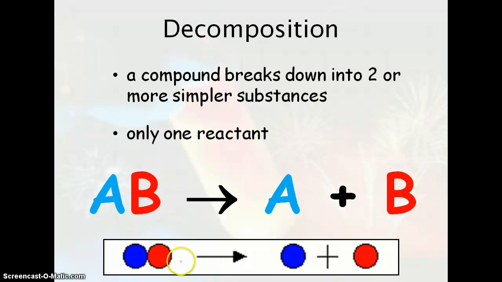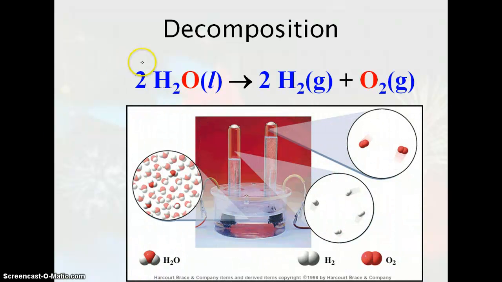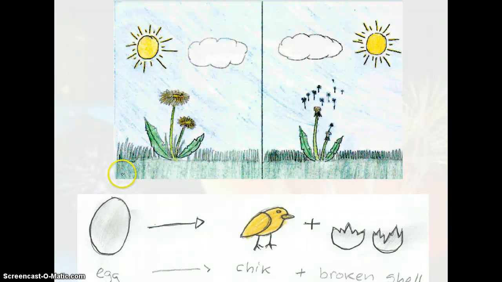Okay, so here you see the compound, the blue and the red together, and then over here, separate blue and red. Okay, an example of this would be water being decomposed into hydrogen and oxygen gas. And then here are two other examples. We have the flour, and the flour breaks down into many different pieces as it dies. It decomposes. And then you have the egg, and the egg breaks, and you have just the broken shell and the chick, so it decomposes into simpler form.